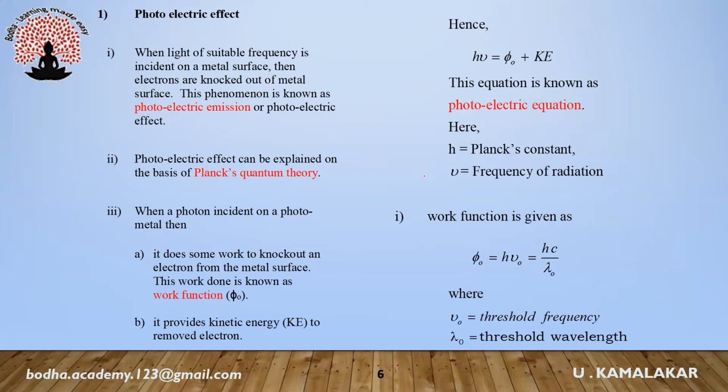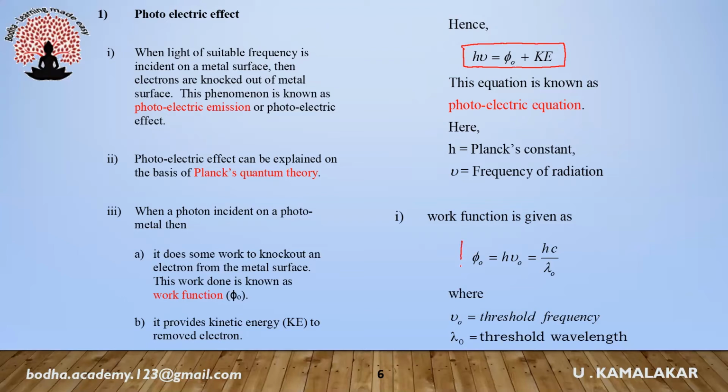When a photon is incident on a photometal, first, it does some work to knock out an electron from the metal surface. This work done is known as work function. Second, it provides kinetic energy to the removed electron. Hence, energy of photon hν is equal to φ0 plus KE, where φ0 is work function and KE is kinetic energy of electron. This equation is known as photoelectric equation. Here h is Planck's constant, ν is frequency of radiation.